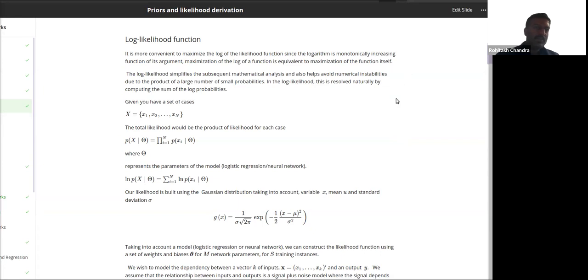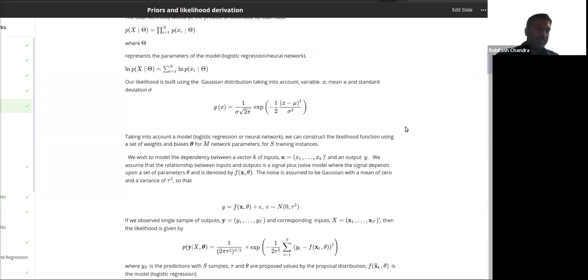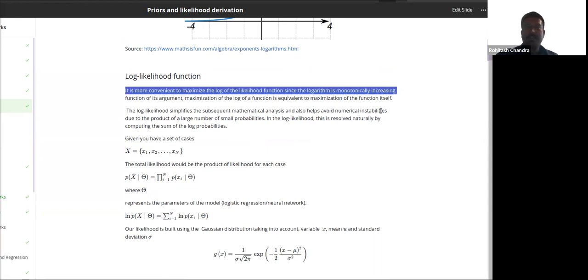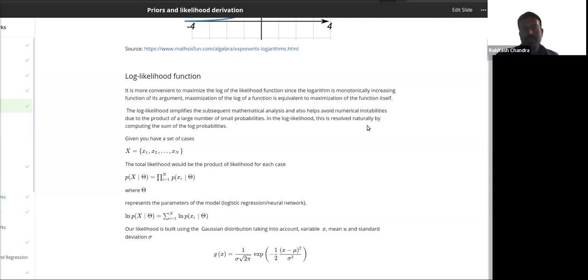So moving on, the log likelihood function. Firstly, we want to have a likelihood, and then we are going to see the log likelihood of that. In order to get the likelihood, we have to look at an example. You either maximize the likelihood function or the log of it, since the logarithm is a monotonically increasing function of its argument, and it's equivalent to the maximization of the function itself. The log likelihood addresses the problems you have in terms of numerical instabilities.